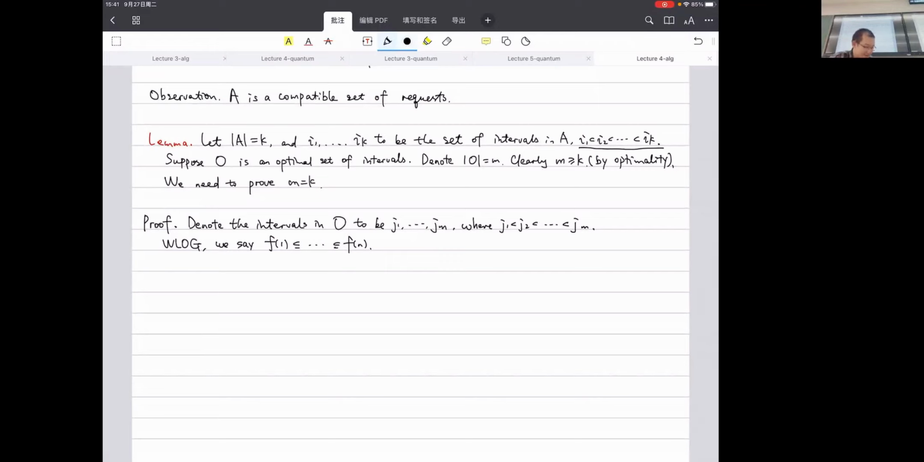So without loss of generality, we can just first assume that when all the intervals are given to you, their indexes are arranged in a sense that their finishing time is in ascending order. So F1 is smaller than F2, and smaller than Fn, etc. And basically we have the corresponding sequences here.